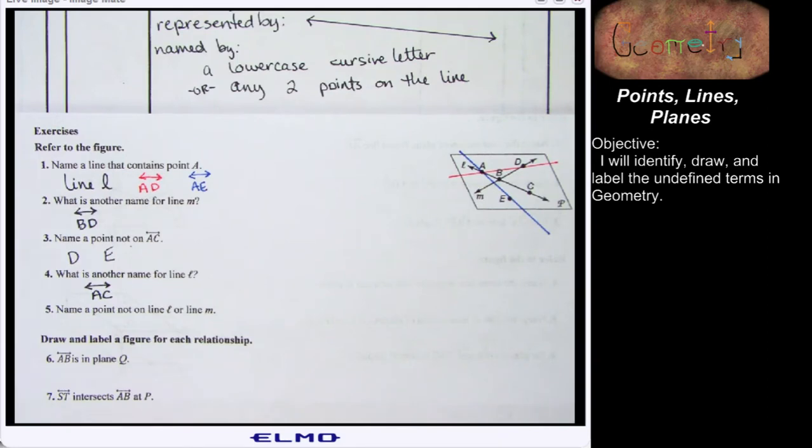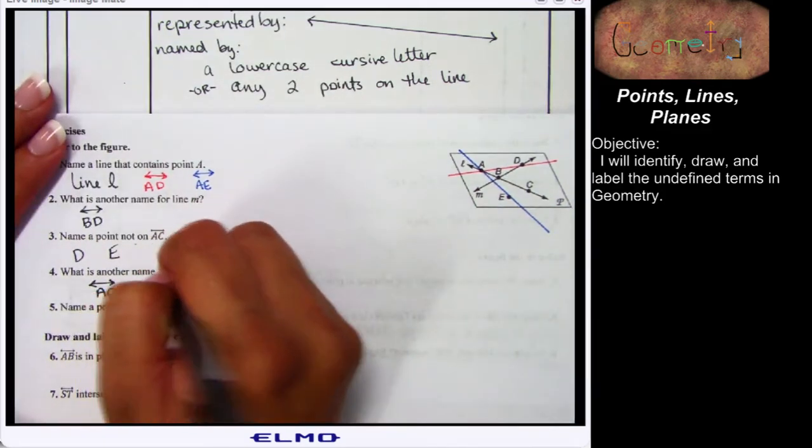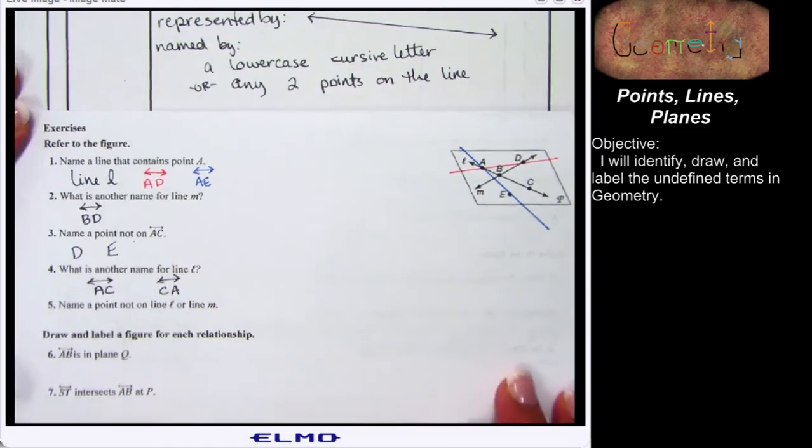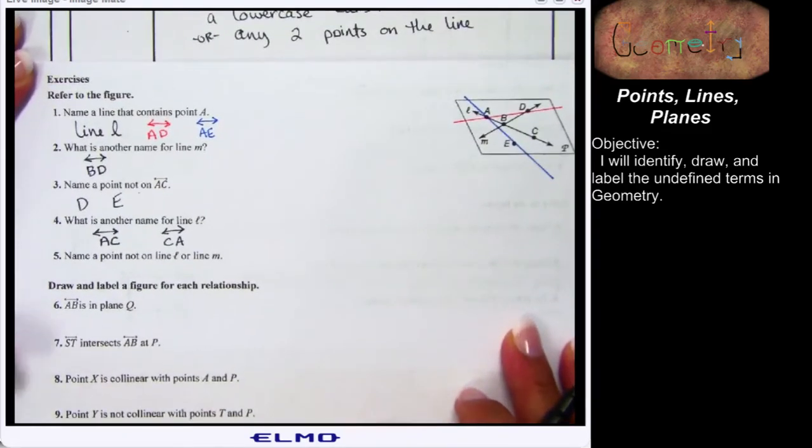You could use any letters, and you could put them in any order. So if you really wanted to, you could say line CA instead. And you would be right also. Again, note the question says, what's another name? Not what are all the other names? So you would be right with just one. You would be right with all of them. Okay? Lots of ways to be right in this class, huh? Do you like it? Yeah. Yeah, me too. Let's look at number five.